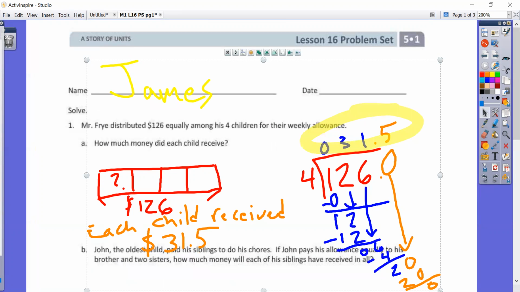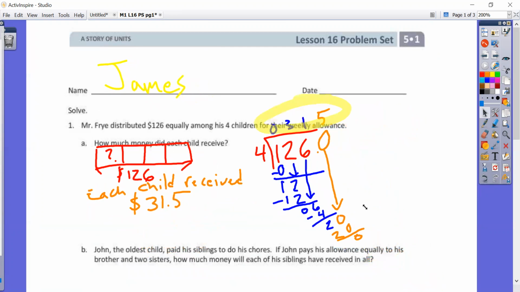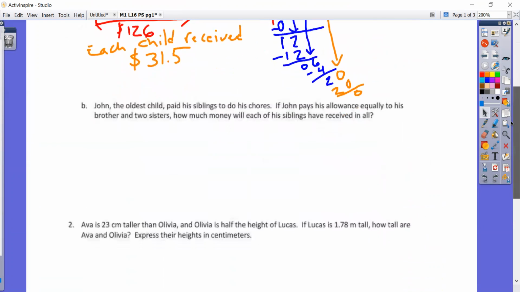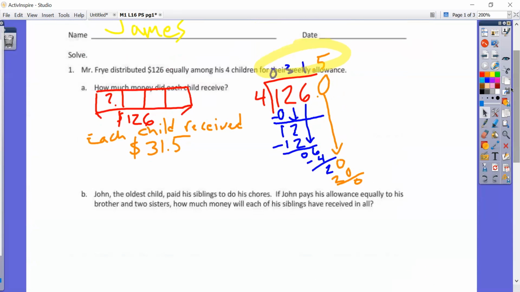All right, let me shrink this so I can actually do work in the other space. All right, so now we're on to B. It looks like, now I can see this, when they do stuff like this, we know that this problem is going to work off of the problem we did up here.